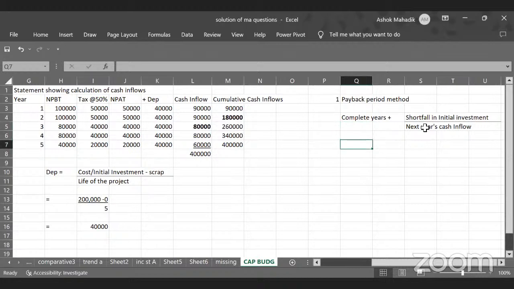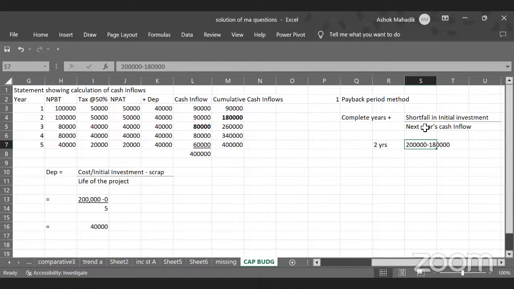So to recover 2 lakh rupees, for sure we will need complete 2 years, as the first marking is in the second year. So complete 2 years will be required minimum, isn't it? Then still some amount is to be recovered. How much is it to be recovered? Out of 2 lakh, we have recovered 1,80,000. So still 20,000 is yet to be recovered. So that is the shortfall in initial investment. Have we got it? 2 lakhs minus 1,80,000. This is how we got it.